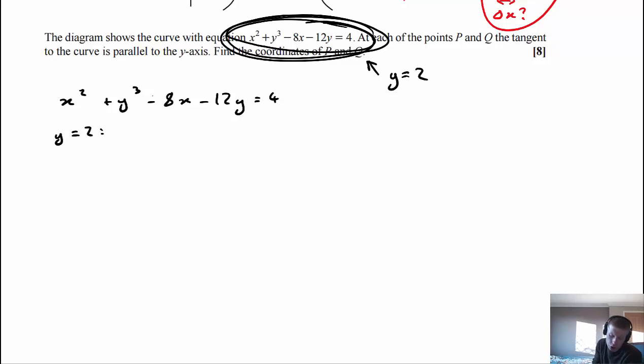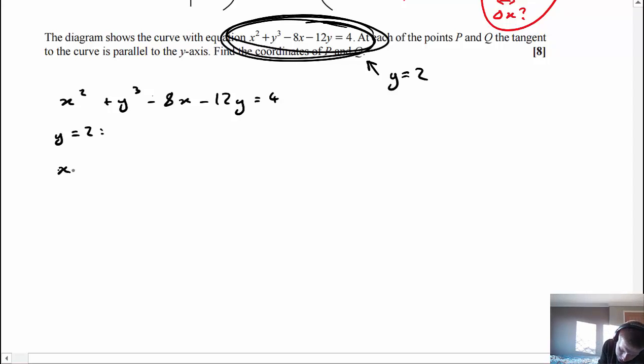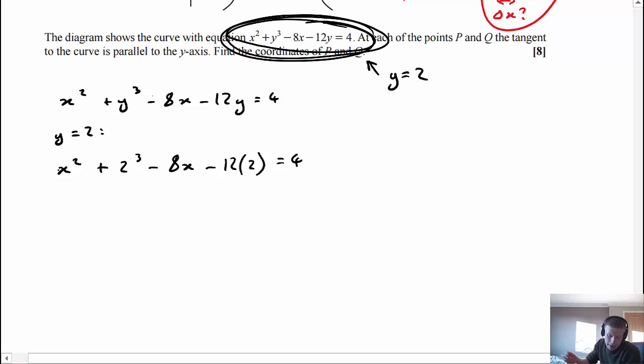Whenever I see a y, I'm going to put 2. So x squared, I haven't got a y, so I just leave it as x squared, plus y cubed, that's just 2 cubed, minus 8x, no y's there, minus 12 times 2. I'm going to put it in brackets, and that equals 4. Then I just expand that out, and I just have to find what x is.